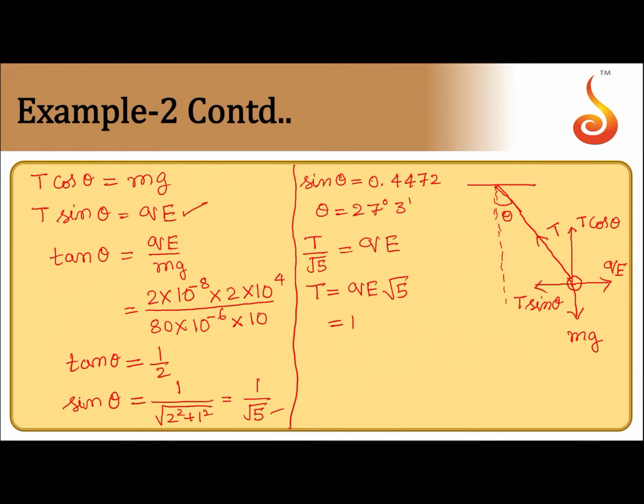So, substitute the values: 10 to the power minus 8 into 2 into 10 to the power 4, one more 2 here, 2 into 2 into 10 to the power 4 into root 5. So it turns out to be 8.94 into 10 to the power minus 4 Newton. So that is option D.